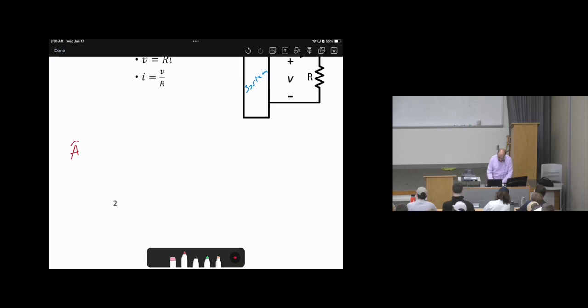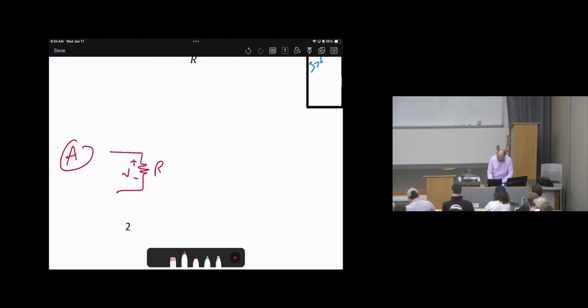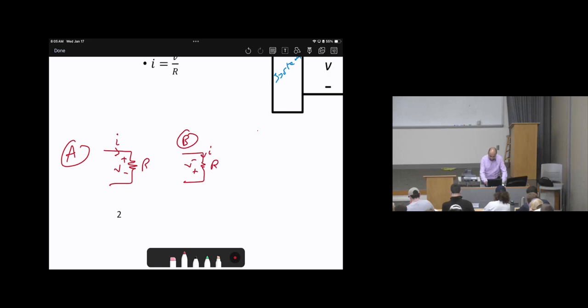So we have scenario A, where here is the resistance, this is the polarity of the voltage across the resistance, and this is the current direction. Scenario B is the same resistor, nothing changed with it, but I'm going to flip the sign of the voltage. How about scenario C? Also the same thing, but I'm going to reverse the current direction.